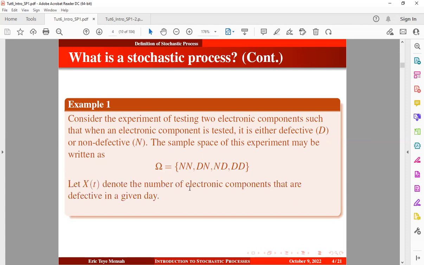So let X index T denote the number of electronic components that are defective on a given day. Now, if you recall from our previous tutorial on random variables, we used the same example where the random variable X was the number of electronic components that are defective, okay? Now we have X index T, so there's a time factor here. We want to observe the number of electronic components that are defective in a given day. So basically, we can show that X index T is a stochastic process as follows.